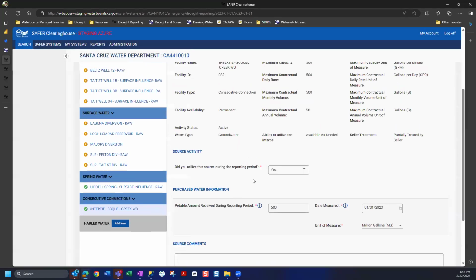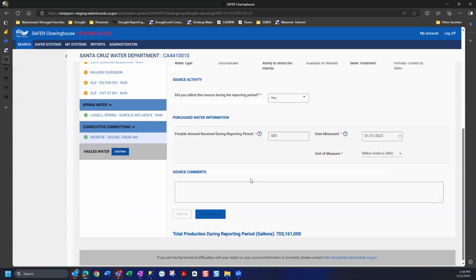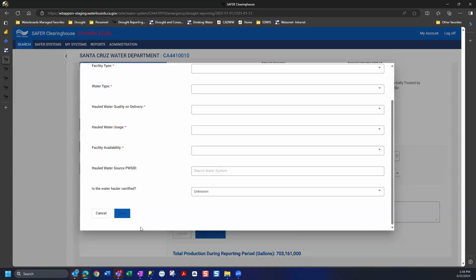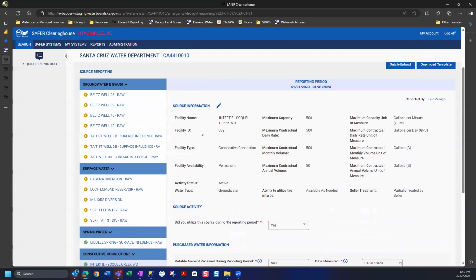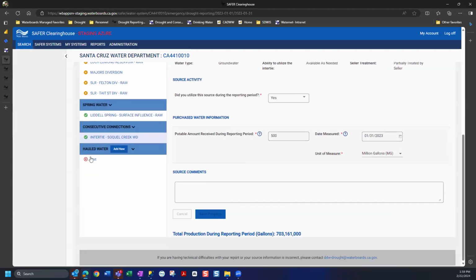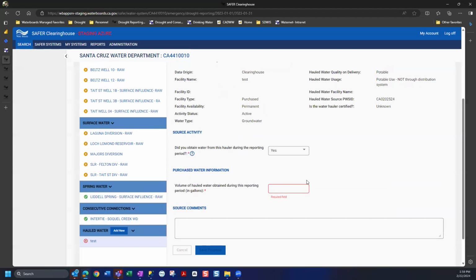So I'm going to save that. And the only questions left for hauled water, actually, I didn't see it show up, but the only other question left for hauled water is very similar to consecutive connections. There it is. Did you obtain water from this hauler during the reporting period? And let's say you didn't. Then you don't have to provide a volume of hauled water if you didn't utilize it.